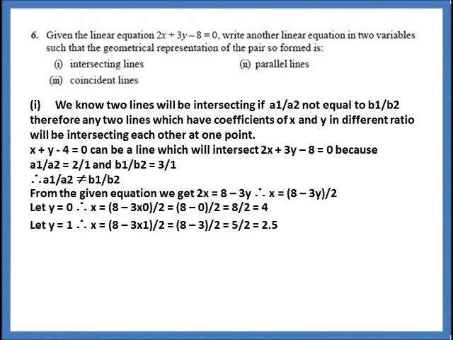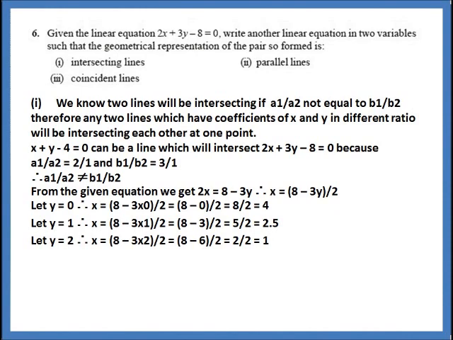Let y is equal to 1, therefore x is equal to 8 minus 3 into 1 divided by 2. So this is equal to 8 minus 3 upon 2. So this is equal to 5 upon 2, that means 2.5. Let y is equal to 2. Therefore x is equal to 8 minus 3 into 2 divided by 2. So this is equal to 8 minus 6 upon 2. So this is equal to 2 upon 2, that means 1.